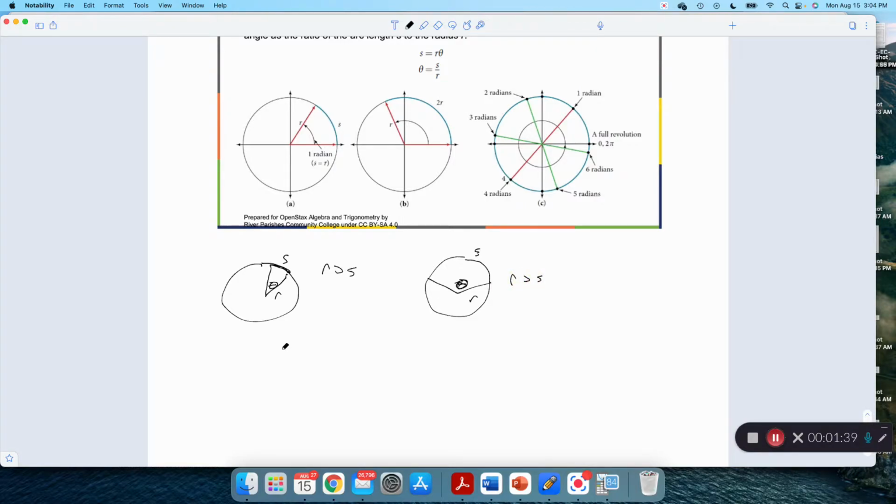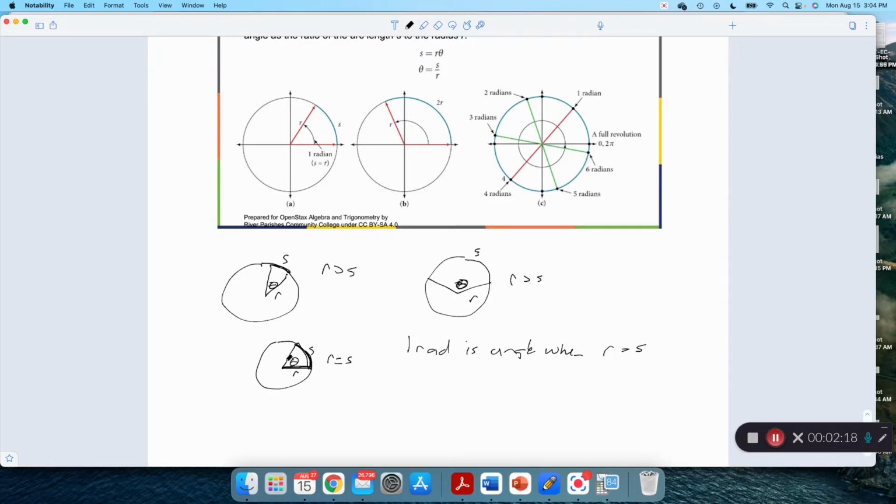So you can imagine there's some special place here, maybe something like that, where this length here is exactly the same length as here. If you were to walk this distance, that would be the same distance as walking this distance. So here r equals s. We define that angle as 1 radian. So 1 radian is the central angle when r equals s.